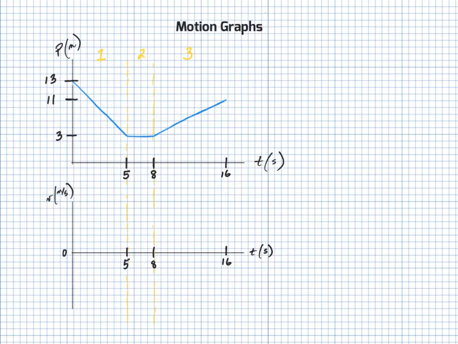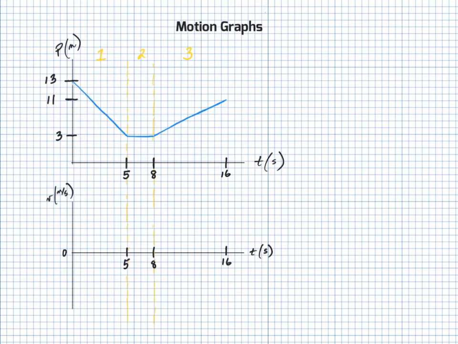Let's just jump right in. On this first slide, I have a position versus time graph made, and our ultimate goal is we want to make a velocity versus time graph based off of the position versus time graph. So the first thing we need to do is figure out the velocities in these various sections of our position versus time graph.